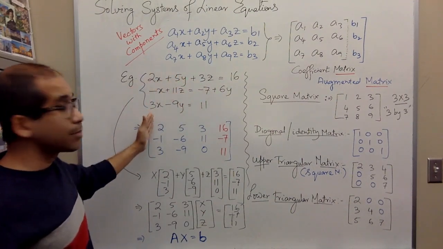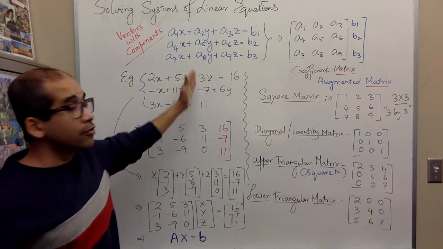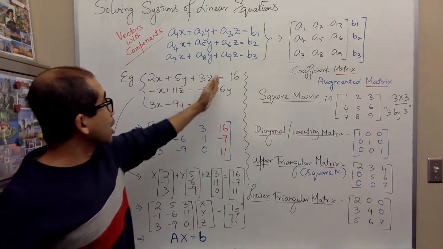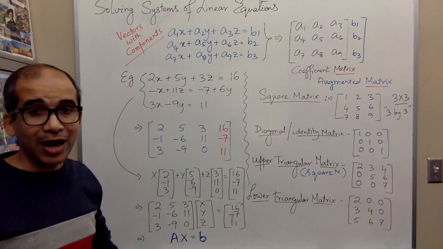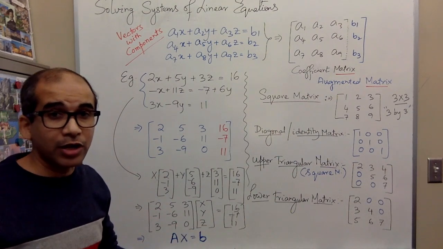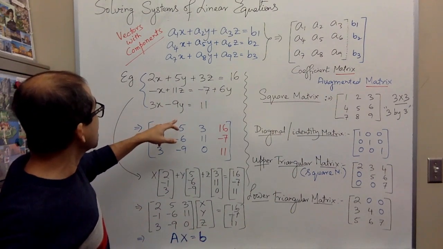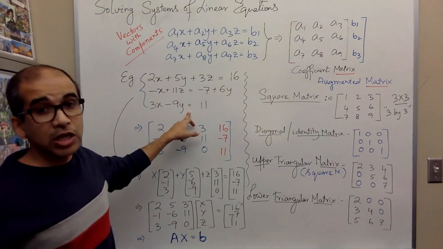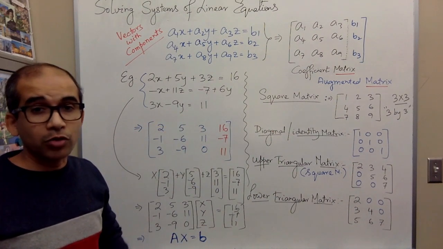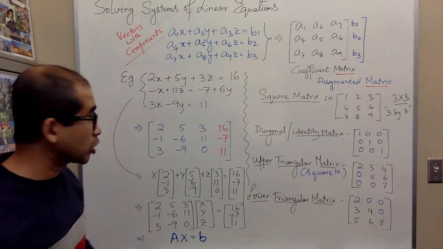So for x there will be a column, for y there will be a column, for z there will be a column, and all the constants on the right side will also be aligned. If some variable is not present, like here there is no z, then instead of z we have to put 0 times z, which means the coefficient will be 0.